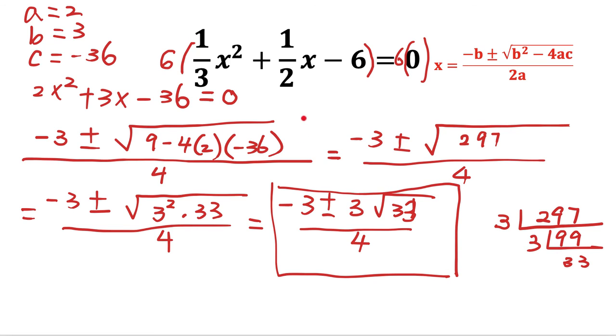With fractions, if it's possible, try to get rid of the fractions by multiplying the left side and right side by the common denominator, and then use the quadratic formula right here. So this was the second example.